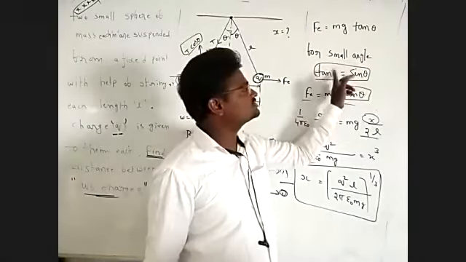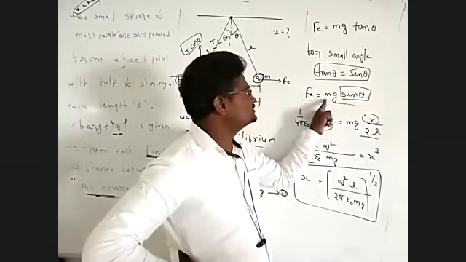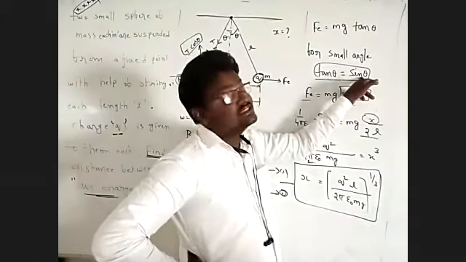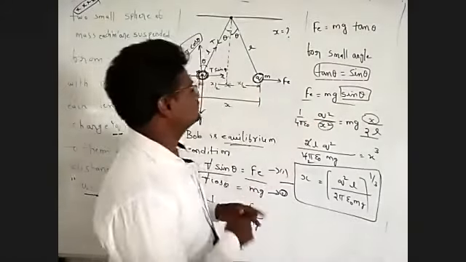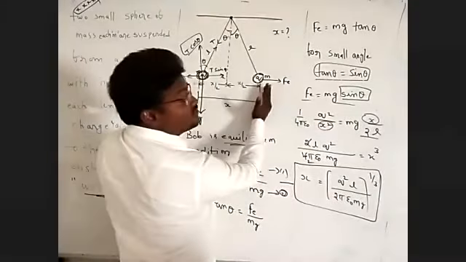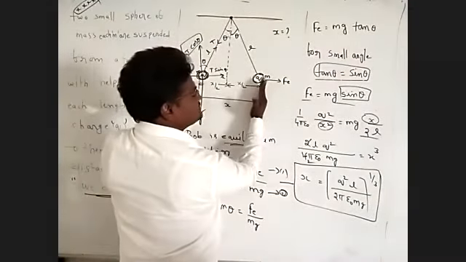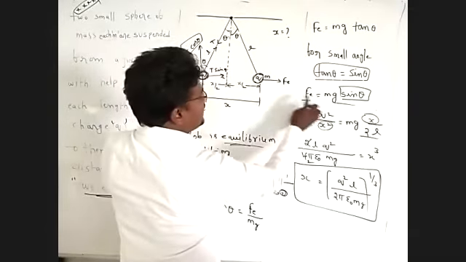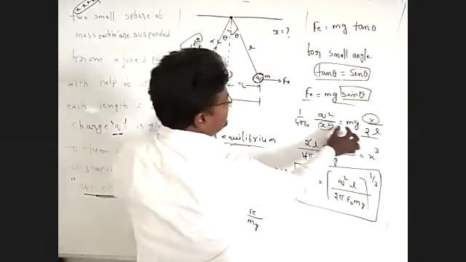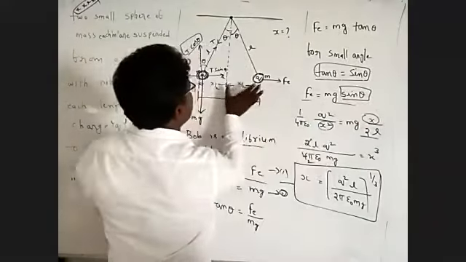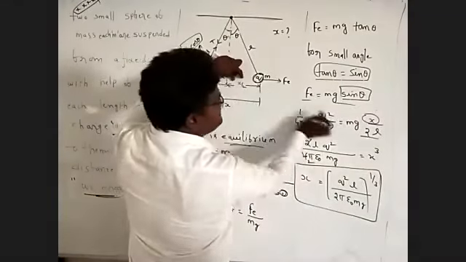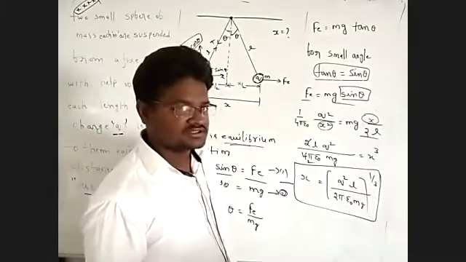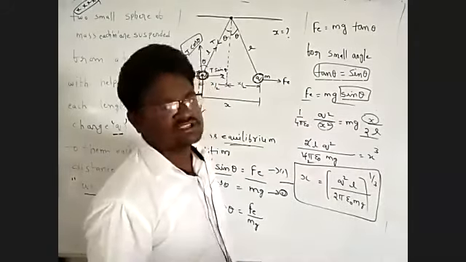For small angle, tan theta is equal to sin theta. Fe is equal to mg, and tan theta is taken as sin theta. Fe means Coulomb's force between the two charges: 1 by 4 pi epsilon naught, medium between the two charges, q into q, that is q square, over the distance between the two charges x square, is equal to mg sin theta. Sin theta is opposite side, x by 2, over L. So sin theta is equal to x by 2L.